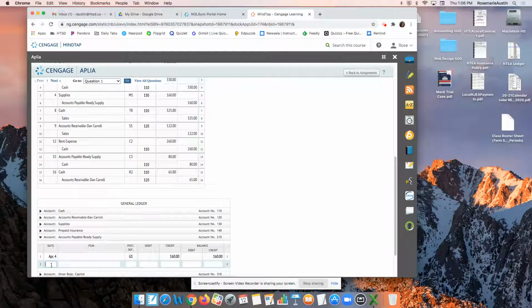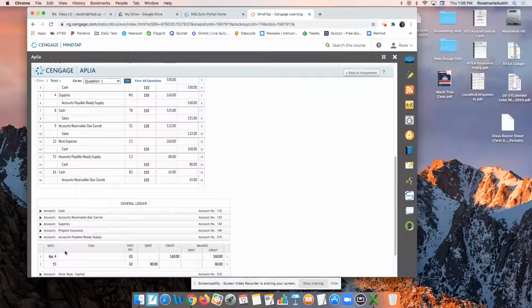And then on April 15th, accounts payable Ready Supply, looks like there is a debit of $80. So we're going to put the 15th here, G1, and it looks like there was a debit of $80. So that means you're subtracting this 80 from the 160 balance, and that's going to leave you a balance of $80.